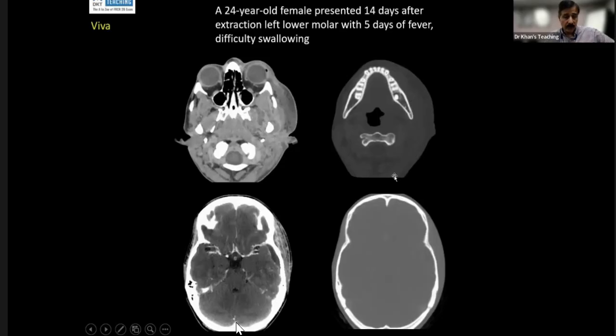Last case of the day. This is the last case for today. Look at this, and look at this, this is a post-contrast sequence. And of course, there is post-contrast for brain. Over to you.